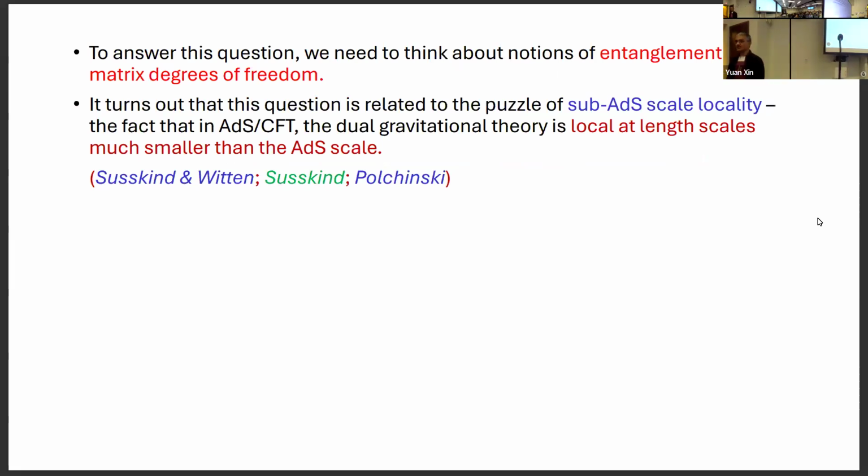As we will see, to answer this question, which I don't have an answer to, but we're trying to set up the framework, we need to think about notions of entanglement of the matrix degrees of freedom, or more generally, of internal degrees of freedom. As an aside, I should point out this question is also related to what is called sub-AdS scale locality. Normally, one might think that the space-time which you generated is local at the scale of the curvature of the space-time. But in all these examples, we do know that it is local to a much smaller scale, typically like the string scale.